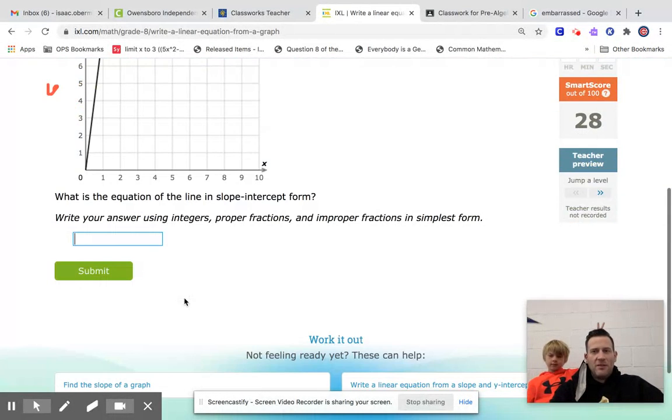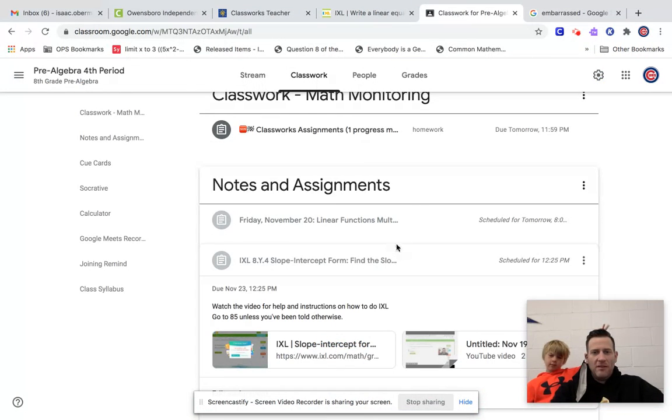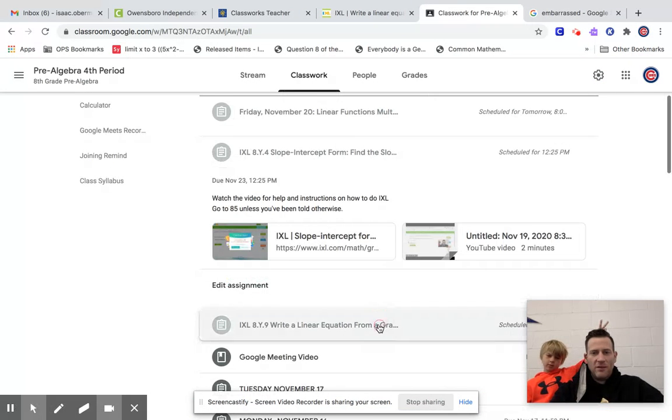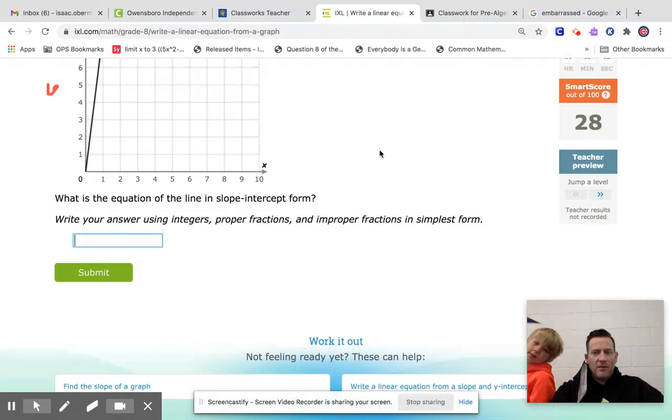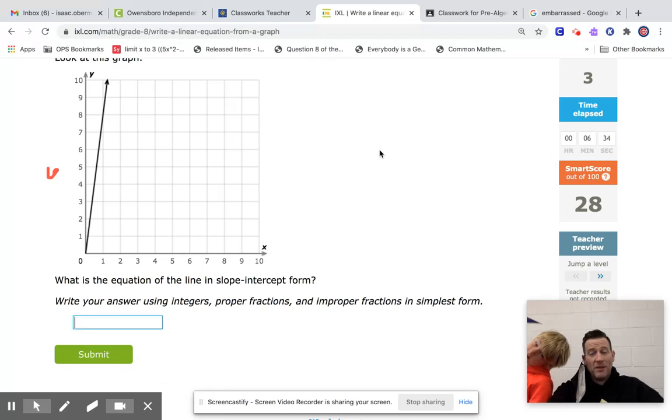Okay, so you're going to do this one here, and I believe we are going to this one here. We're only going to go to a 50 on this one, so you only have a short amount to do that. And look, I've done 3 problems. I'm at a 28. So I think you guys can get that one taken care of.